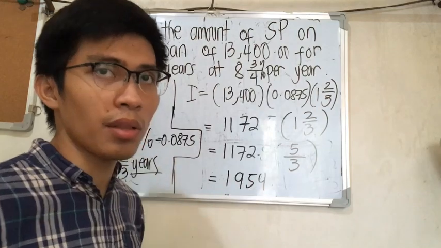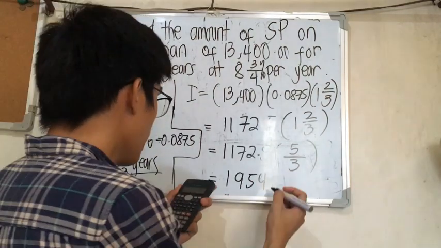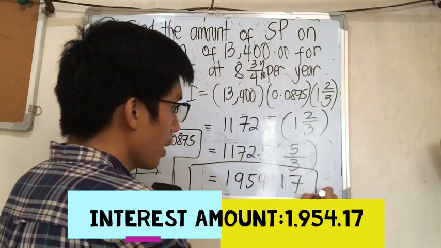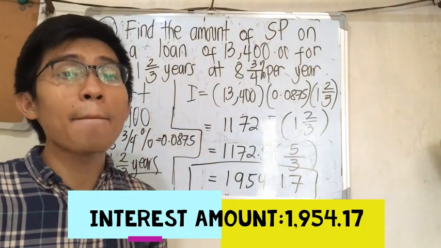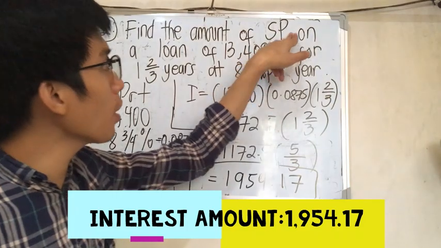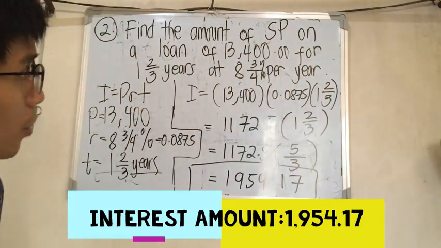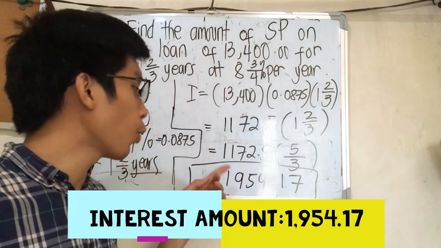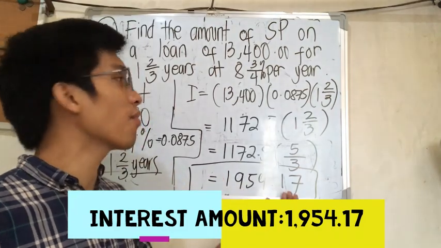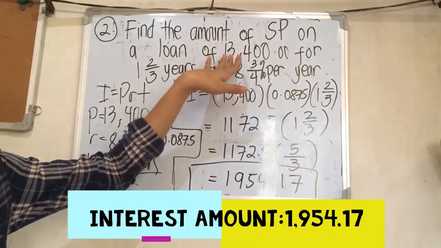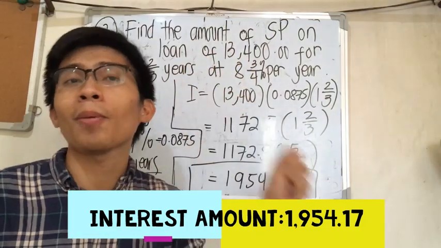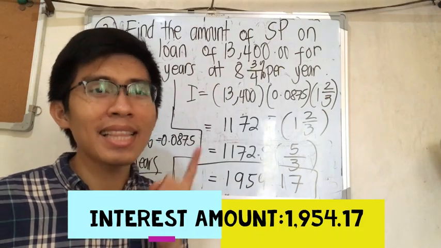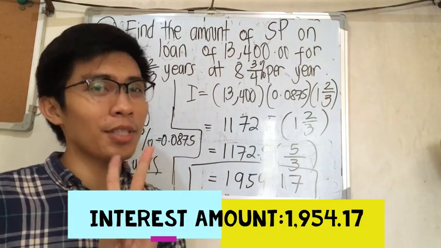1,954.166667. So let's try to convert to the nearest hundredths. That is 1,954.17. So therefore, this is now the interest amount, or the simple interest amount in solving this problem. So I have to add 1,954.17 to the money that I borrowed in order to pay my loan exactly. So again, this is example number 2.